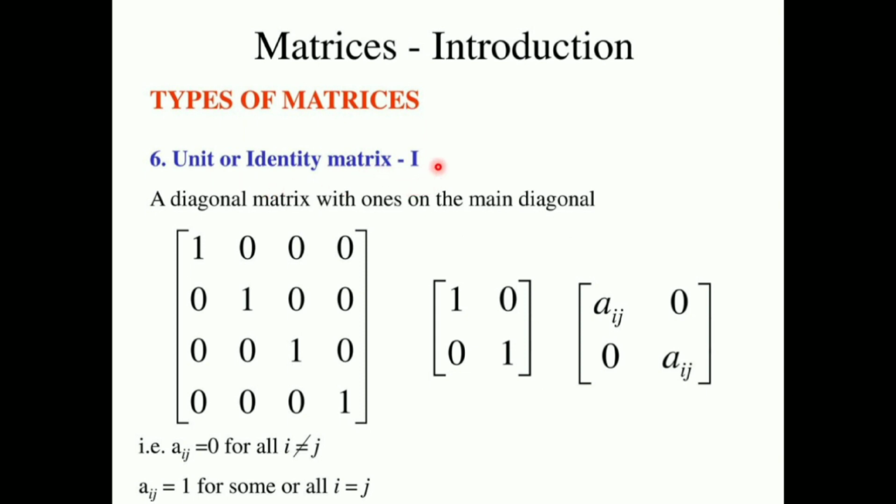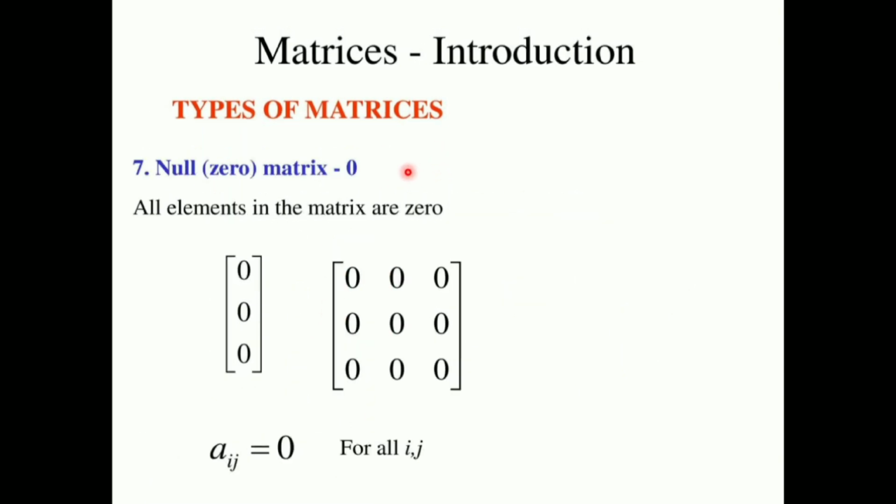Unit or identity matrix, which is represented by capital I. A scalar matrix, or we can say a diagonal matrix, in which the diagonal elements are 1 is called a unit matrix or an identity matrix. An identity matrix is always denoted by capital I. You can see here the non-diagonal elements are 0 and the main diagonal elements are 1. Null matrix. A null matrix is a matrix in which every element is 0. Such a matrix we call a null matrix or zero matrix.